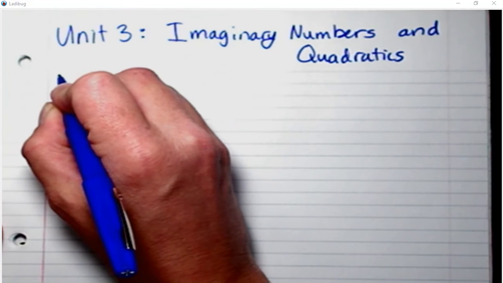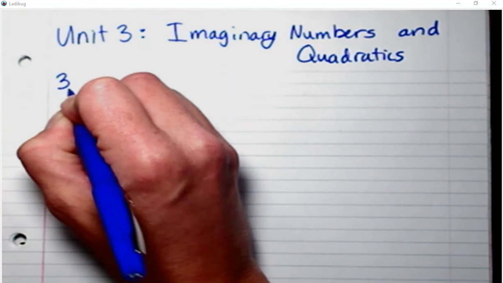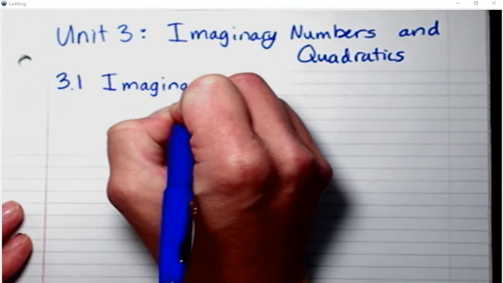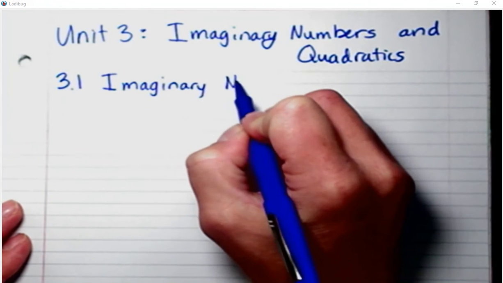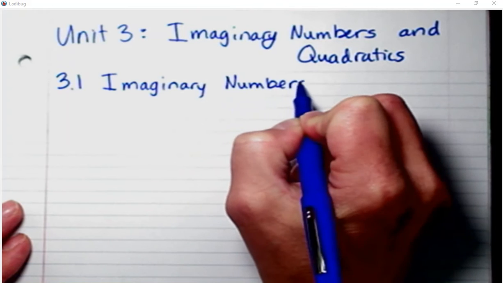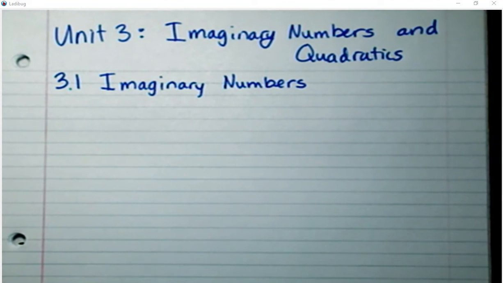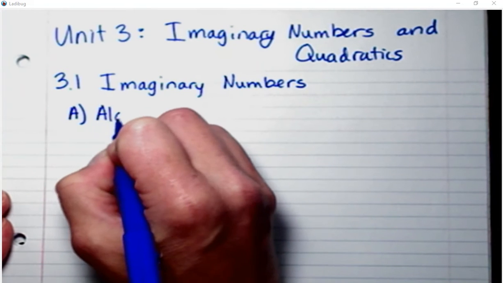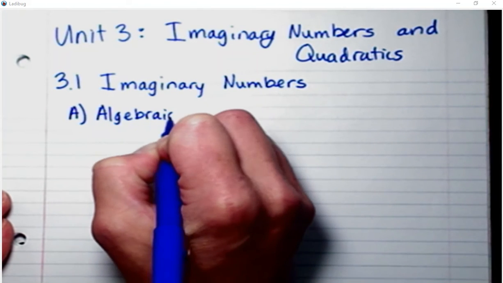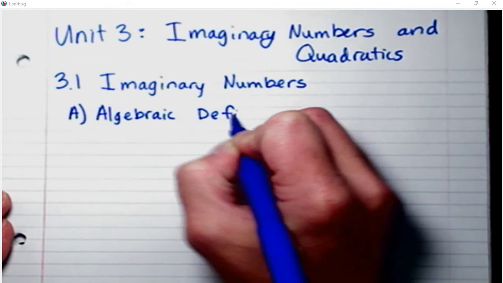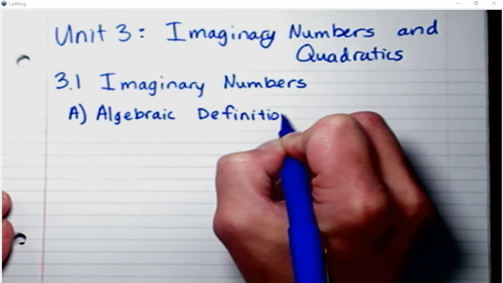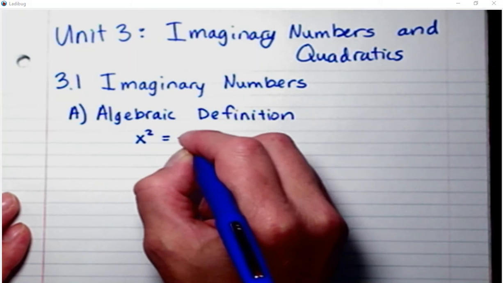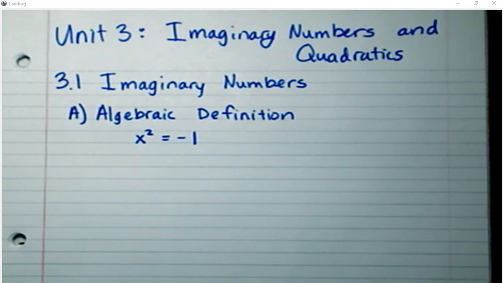All right, so we're going to start with 3.1, which is imaginary numbers. Imaginary numbers are kind of awesome. We're going to start with an algebraic definition. Okay. And in order to do that, we're going to start with that equation.